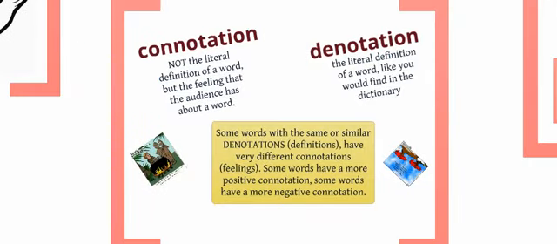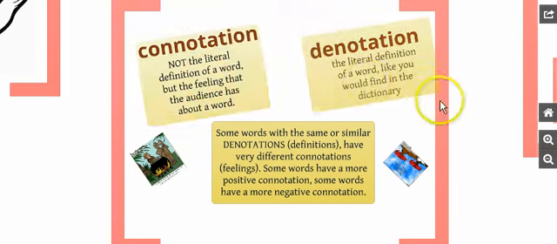Let's start out with some definitions so you have a basic understanding of what we're talking about. Any word has two things going on with it. It has a connotation and it has a denotation. Okay, so let's take a look at what connotation means.